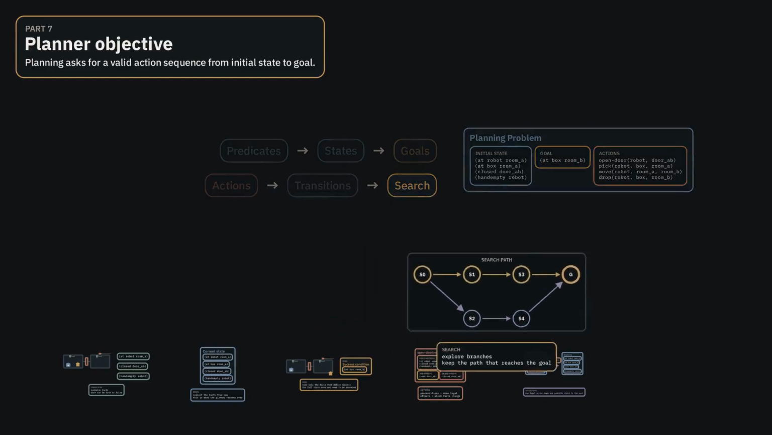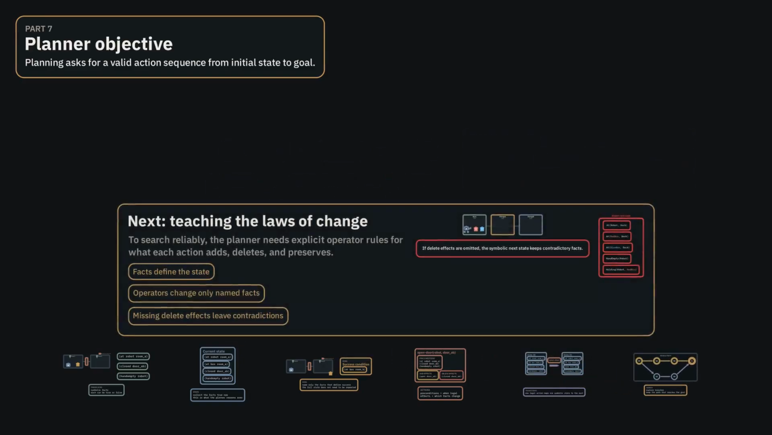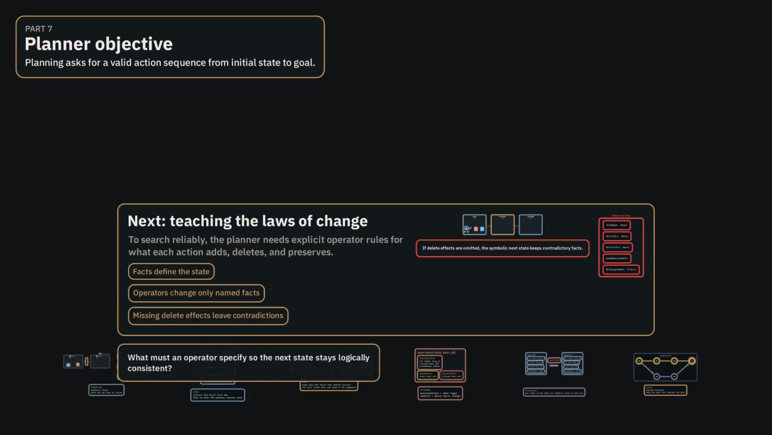In the next video, we will sharpen this representation further and ask a more subtle question. How do planners represent change efficiently without having to describe the entire universe every time an action happens?